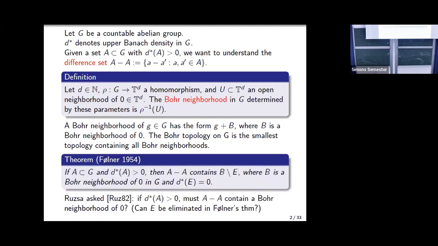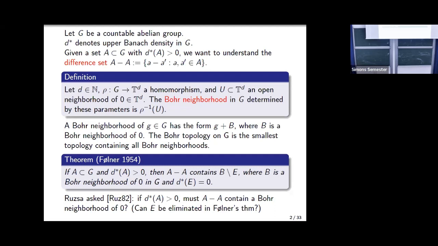And Bogolyubov proved, 1954, that if you have a set A of positive upper Banach density in an abelian group, and you look at the difference set of A, then that difference set almost contains a Bohr neighborhood. There's a small exceptional set of zero Banach density, and Bohr neighborhoods themselves have positive upper Banach density. So this is non-trivial. This is telling you some structural information about the difference set.